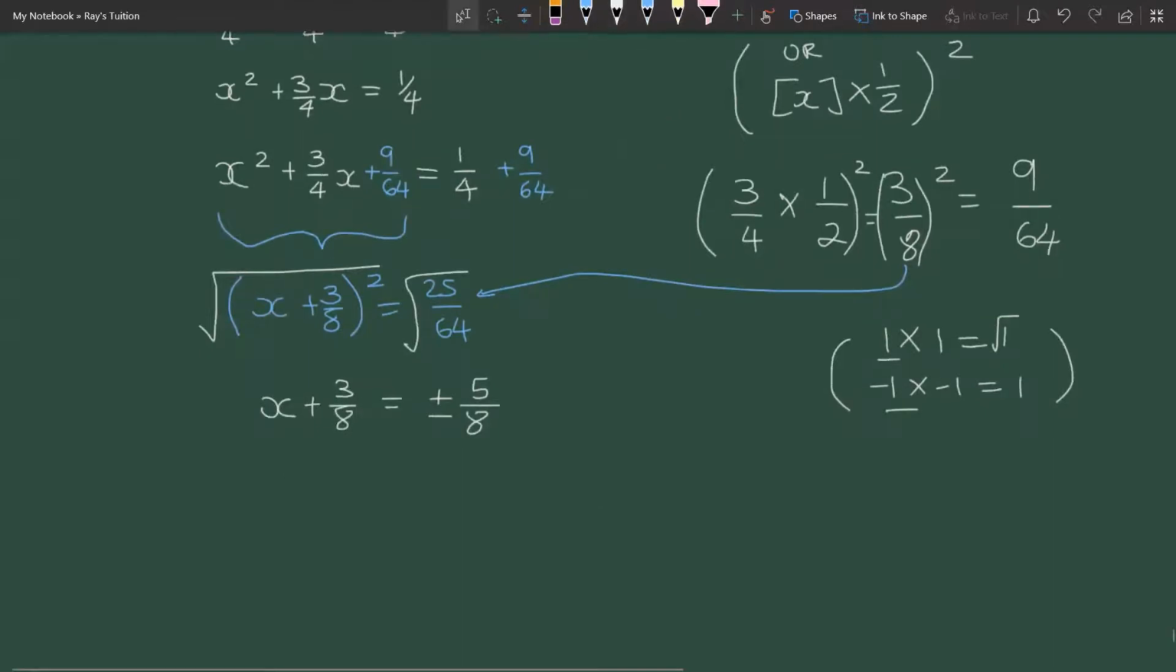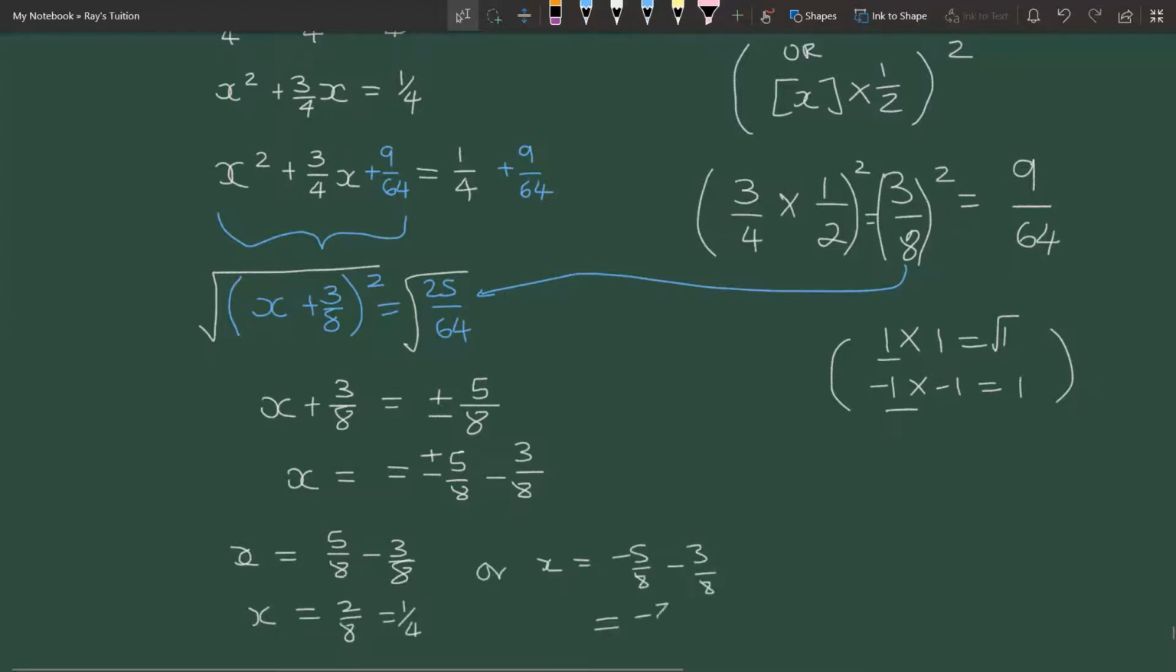Then the last thing is we want to get rid of this 3 over 8. So x is equal to plus or minus 5 over 8 minus 3 over 8, because when we take it over, its sign changes. Then x is equal to 5 over 8 minus 3 over 8. That's the positive solution, which is 2 over 8, which we can simplify to 1/4, or x is equal to minus 5 over 8 minus 3 over 8, which is minus 8 over 8, which is minus 1. So there are our two solutions by completing the square.